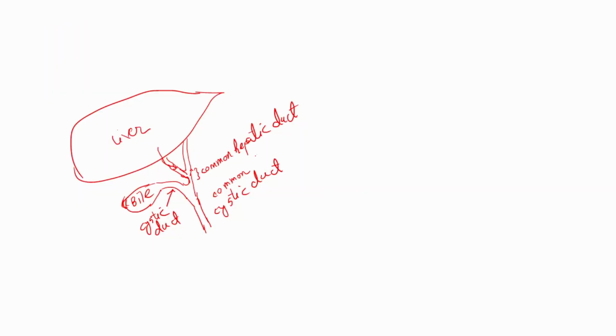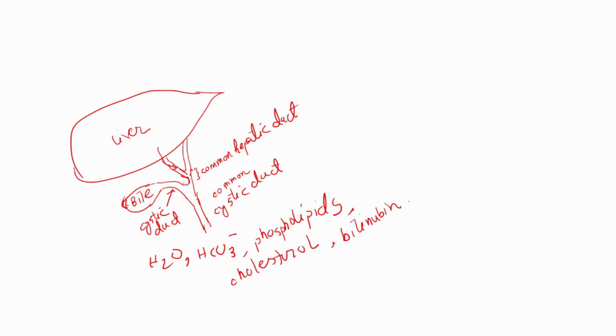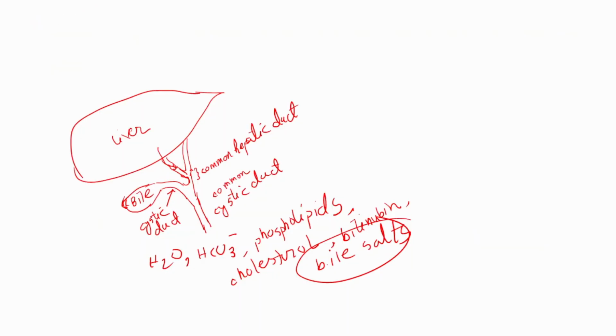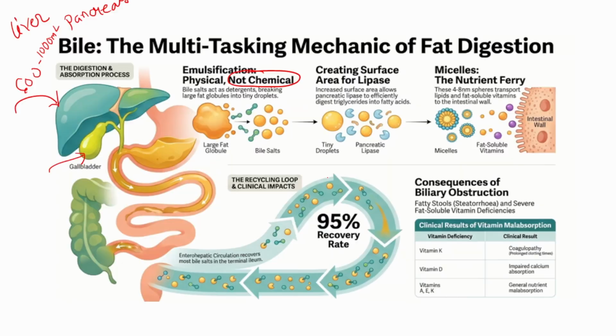Let us map out the chemical composition of this bile. It is composed of water, bicarbonate, phospholipid, cholesterol, the breakdown pigment bilirubin, and bile salts. We position these bile salts as cholesterol derivatives. That means these bile salts are produced from cholesterol, and some common examples or major forms are sodium taurocholate and sodium glycocholate. Let us track the dynamic digestion and absorption process.